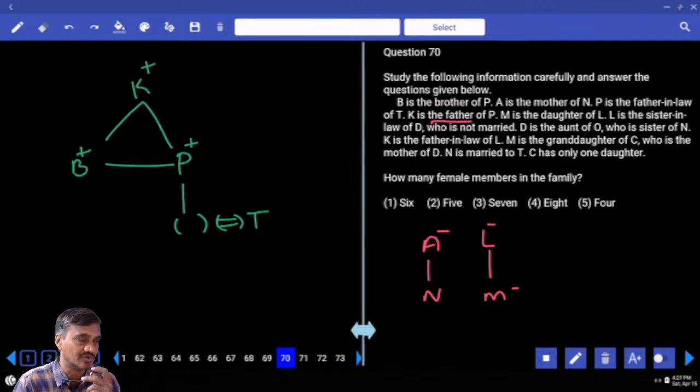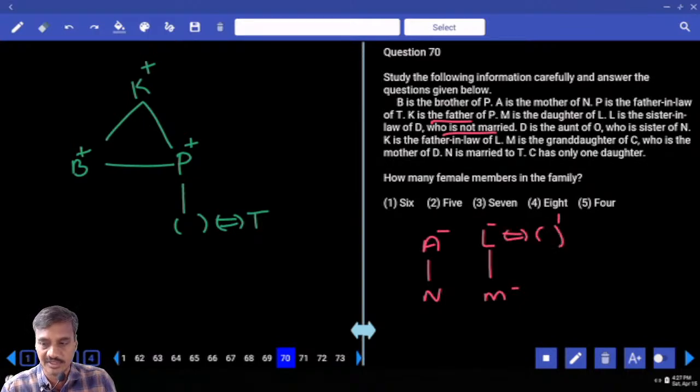Sister-in-law has 2 possibilities. What are those 2? One is spouse's sister, the other one is brother's wife. Out of which, D is not married, that means spouse's sister is ruled out. That means L's husband's brother is D. L's husband's brother is D.